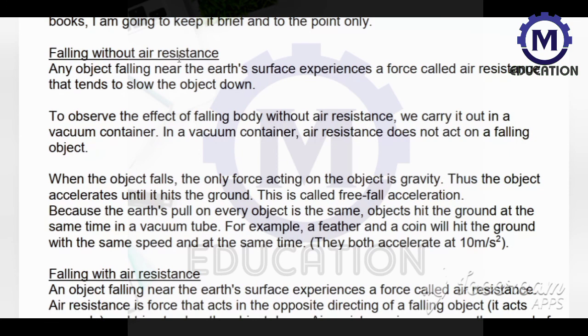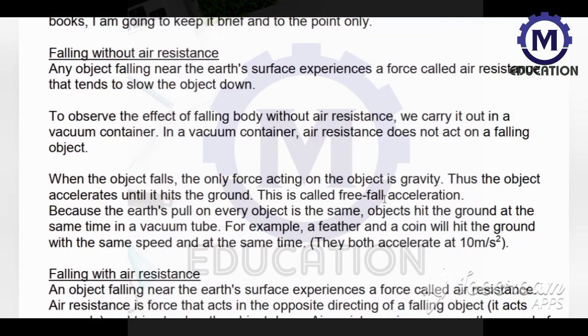Falling without air resistance. Any object falling near the Earth's surface experiences a force called air resistance that tends to slow the object down. To observe the effect of a falling body without air resistance, we carry it out in a vacuum container. In a vacuum container, air resistance does not act on the falling object. When the object falls, the only force acting on the object is gravity. Thus the object accelerates until it hits the ground.